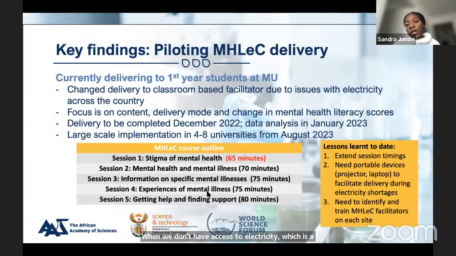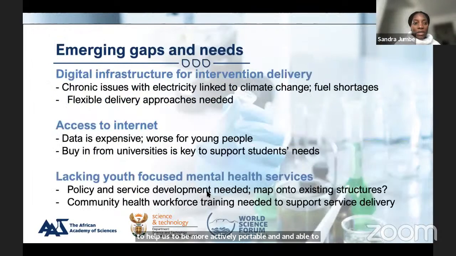We also need to identify and train more facilitators to help us be more actively portable and able to move across the different study sites. Lastly, just to finish off on the emerging needs and gaps identified so far throughout the fellowship program, the digital infrastructure for delivering this intervention can be quite hampered by the chronic issues with electricity. This has been linked to climate change. We had some floods that just ruined our electricity sources, and fuel shortages as well, which will limit our ability to move across the country when delivering this. So we need a flexible approach to intervention delivery.